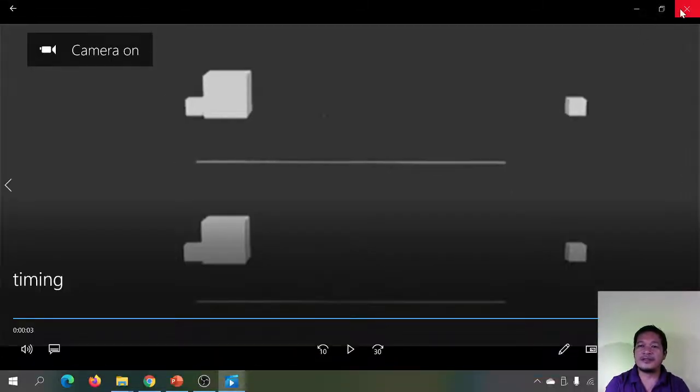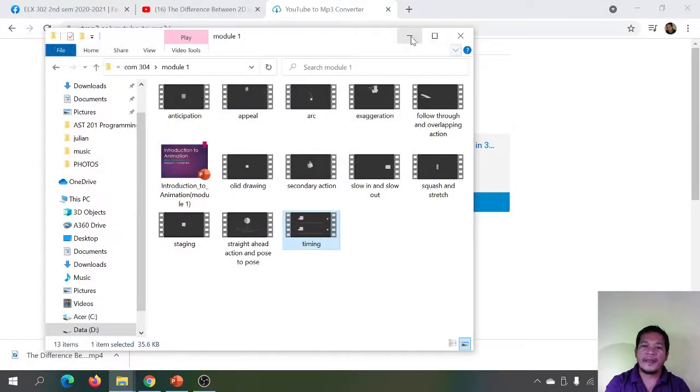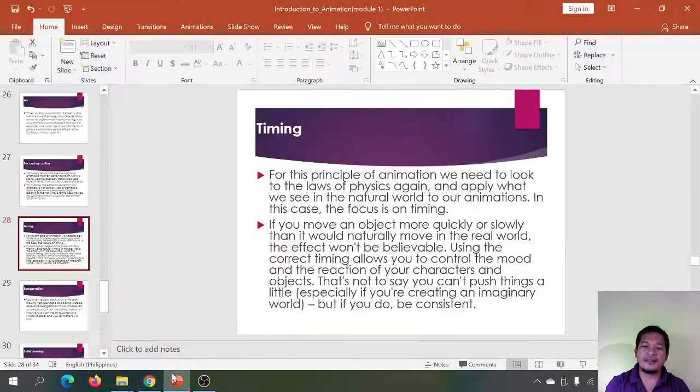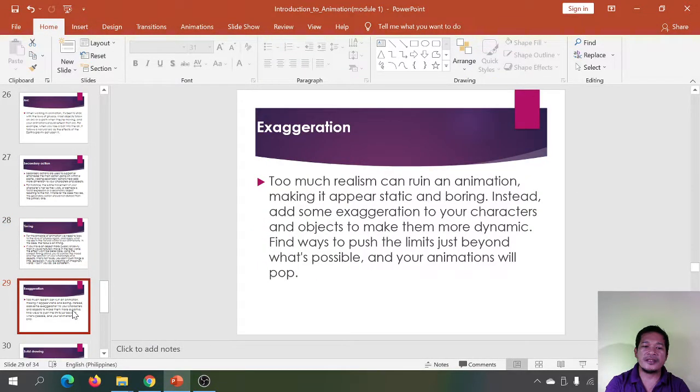Okay, so that is called timing. Then, the next principle is exaggeration. Too much realism can ruin an animation, making it appear static and boring. So instead, add some exaggeration to your characters and objects to make them more dynamic. Find ways to push the limits just beyond what's possible and your animation will pop.